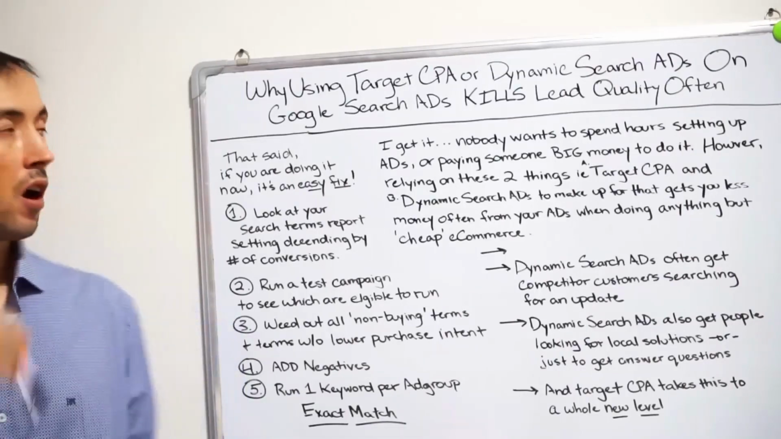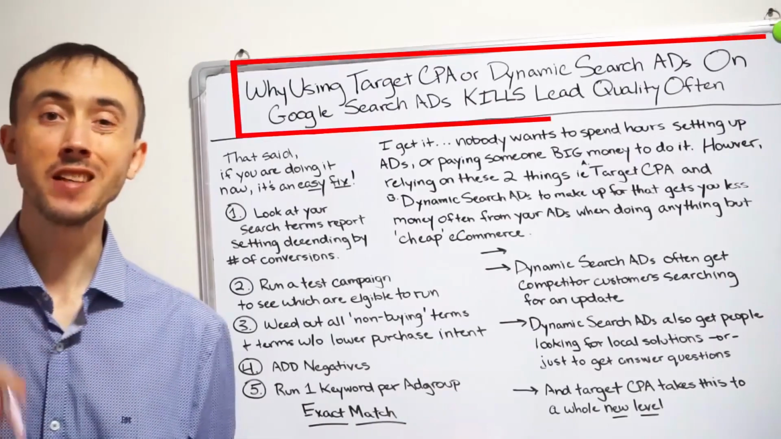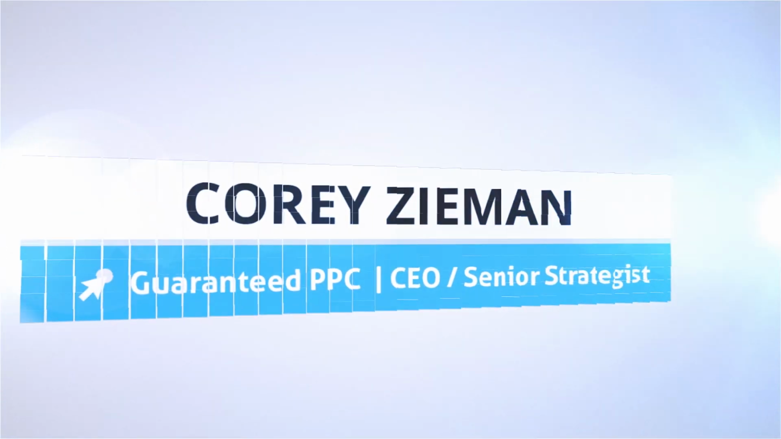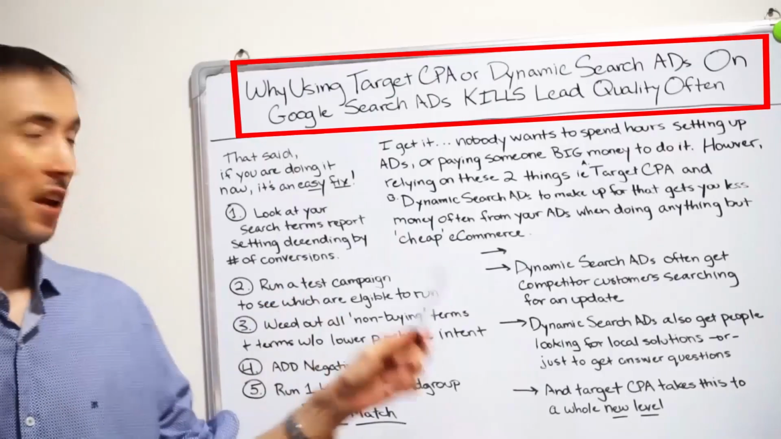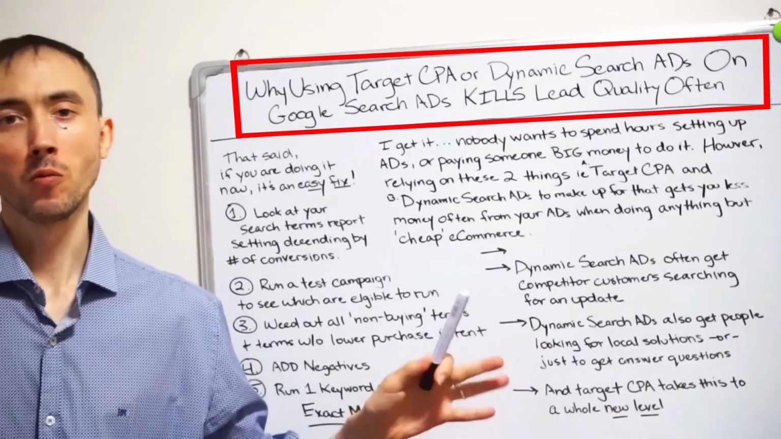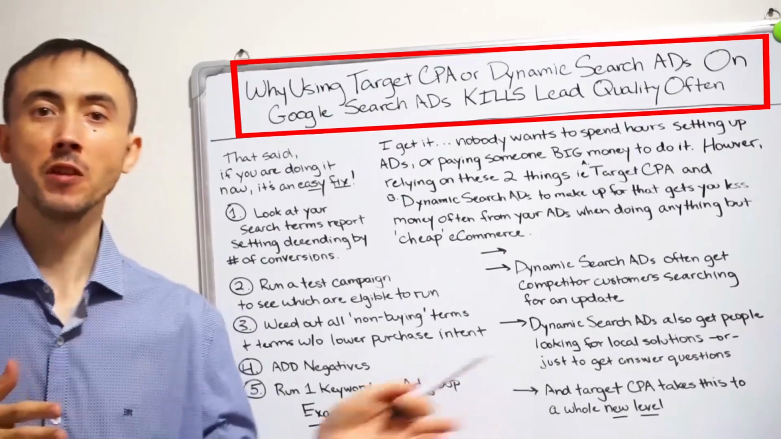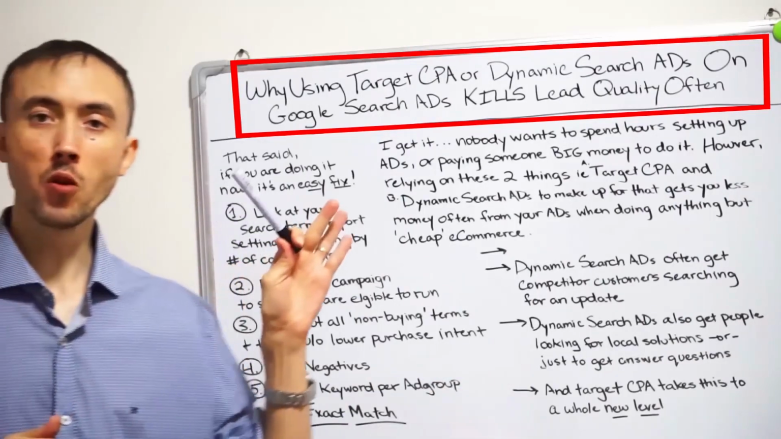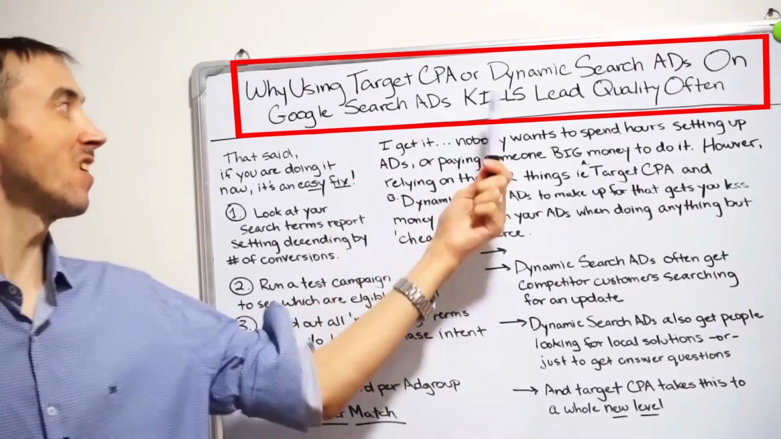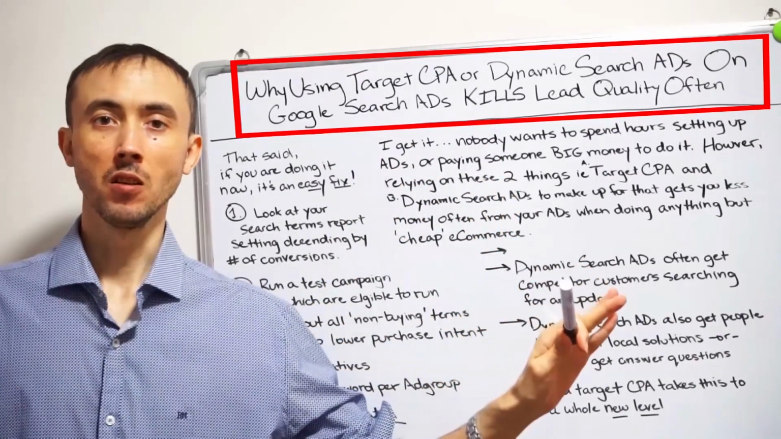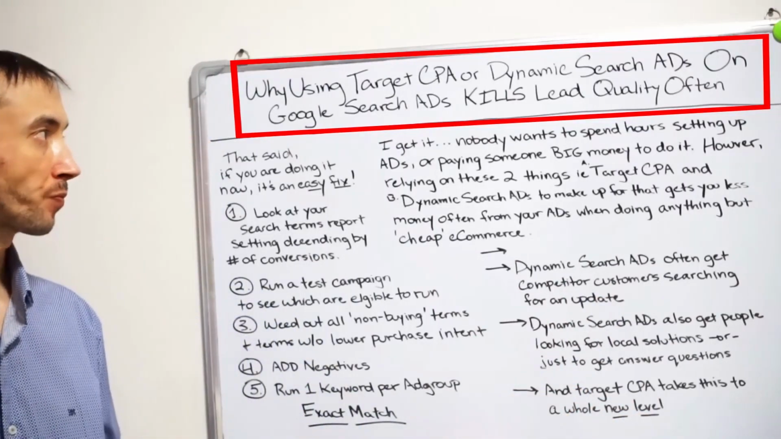Okay, today in the video I'm about to share with you, I'm going to talk about Target CPA and dynamic search ads, and how I feel like they're related, at least to some degree, which I'm going to explain. Actually, the bigger thing is how those things together as well as separately can kill your lead quality, or basically just the ROI from your campaigns.